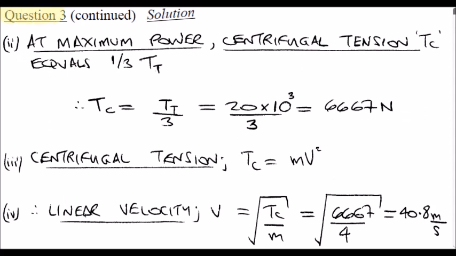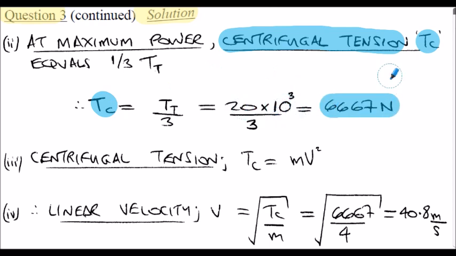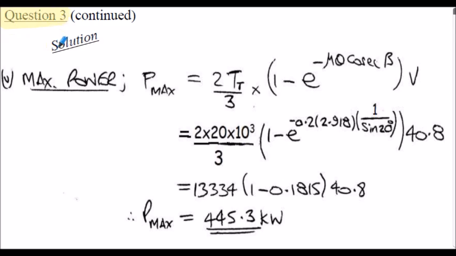Question 3 solution continued. For maximum power, Tc is a third of Tt, so 20,000 divided by 3 gives me the value of Tc. Knowing Tc is equal to m v squared, I can rearrange for v and find the maximum linear velocity required.